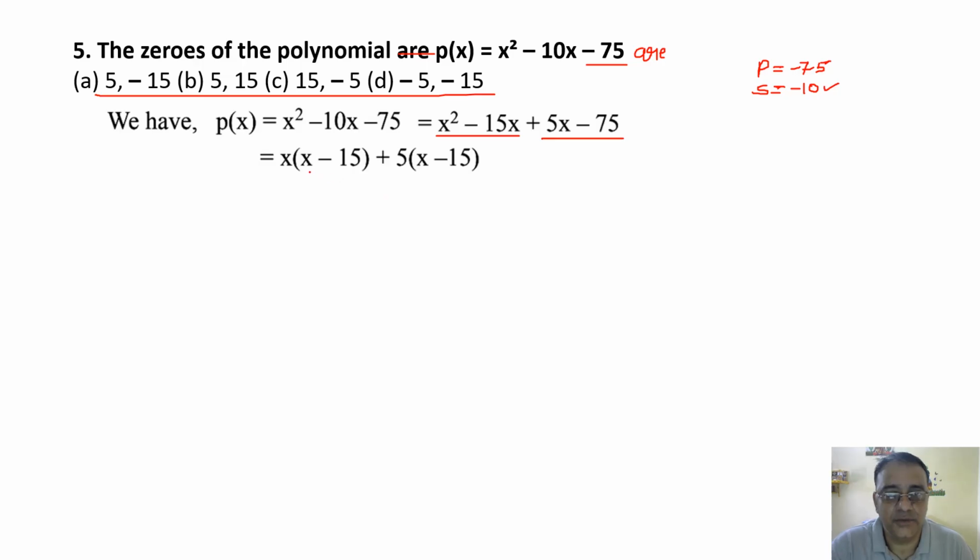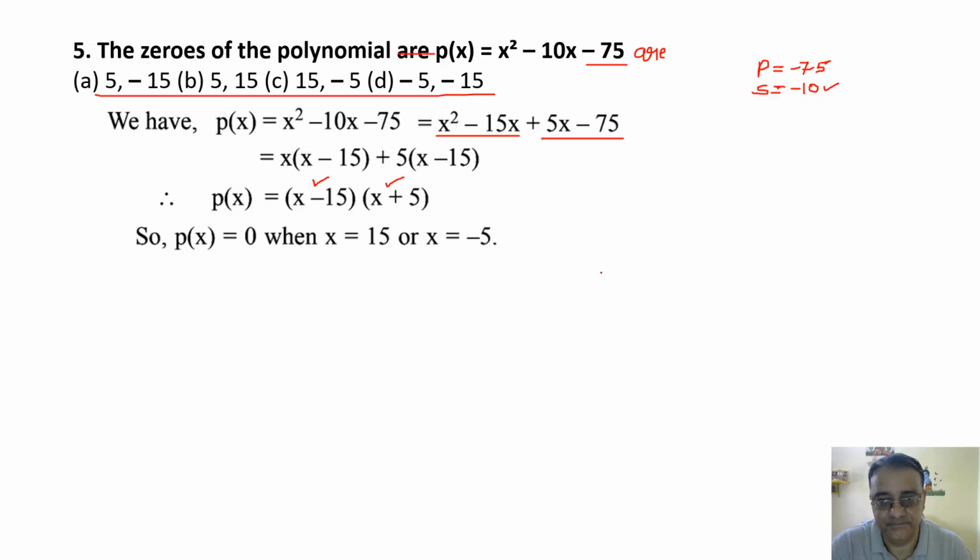राइट। सो अब ये दोनों में x - 15 कॉमन है, तो हम लोग को मिल जाएगा (x - 15) into (x + 5)। So when we equate with 0, then we will get x is equals to 15, x is equals to -5. So the correct option is option C, right. Now we are moving toward question number 6.